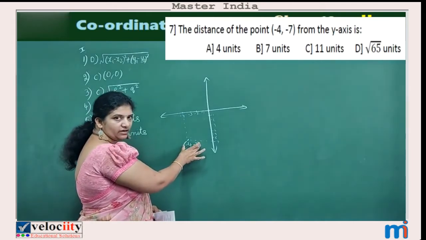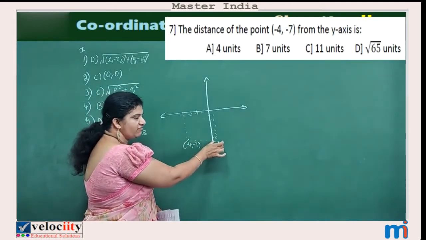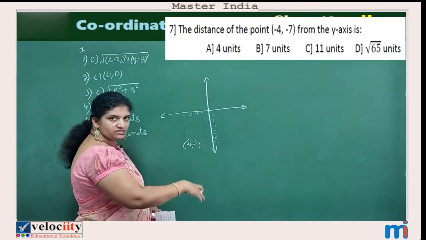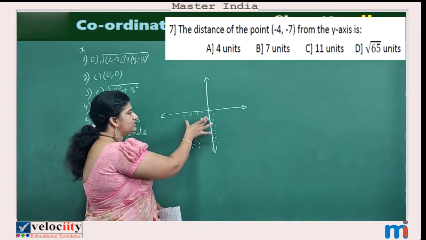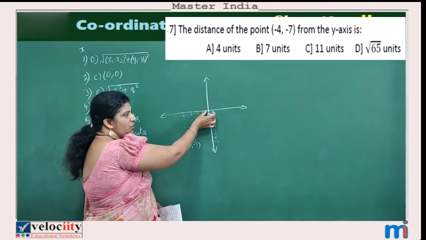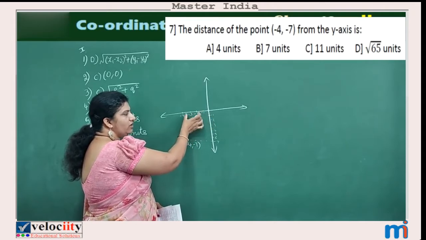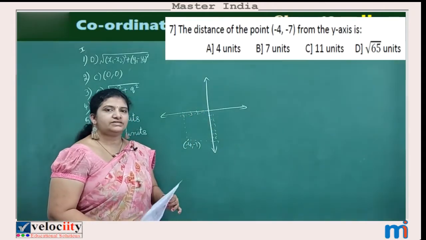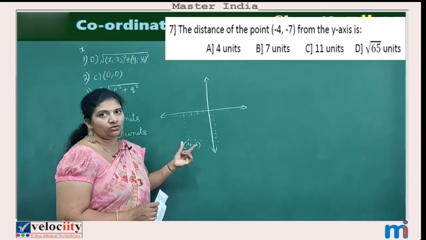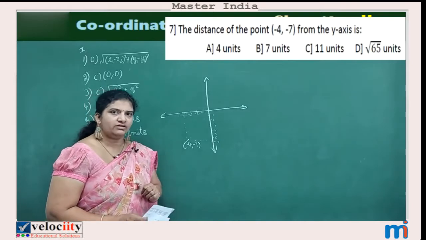The coordinate is here. What is the distance from the y-axis? This is the y-axis, right? So the same distance will be here. Observe here: 1, 2, 3, 4 units. The distance from this coordinate to the y-axis is 4 units.